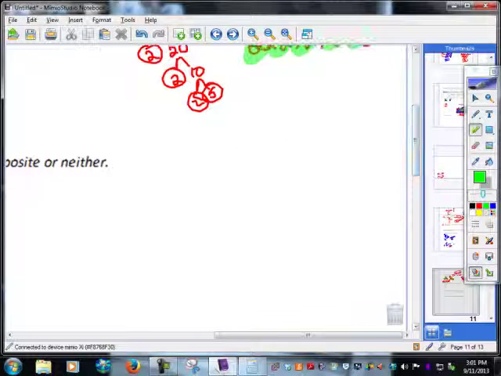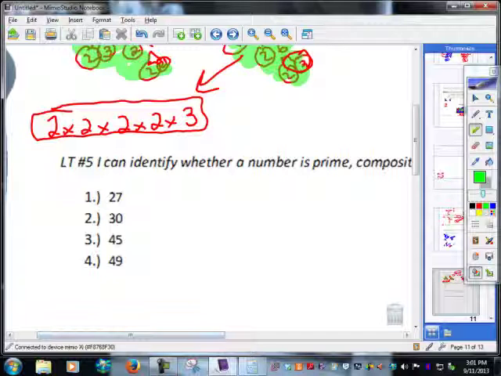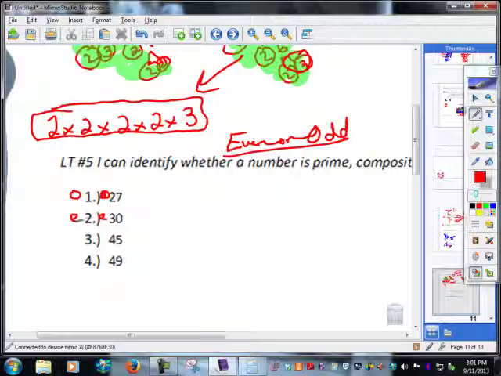Let's go on here. Saying whether they're prime, composite, or neither. Learning target number 5. Okay? 27. First thing you should identify. Remember, guys, even or odd. That's number one that you have to do. Tell me if it's even or odd. So we go through here. Okay, this is odd. This is even. It's an O. I guess I can put it out here. This is even. This is odd.